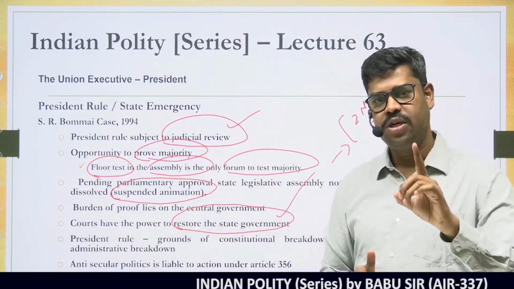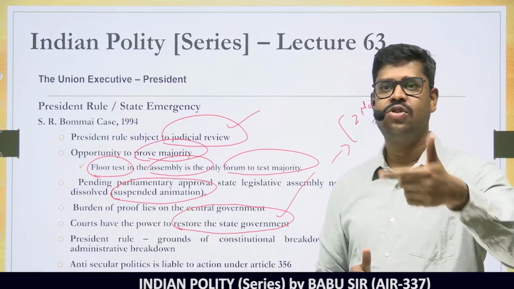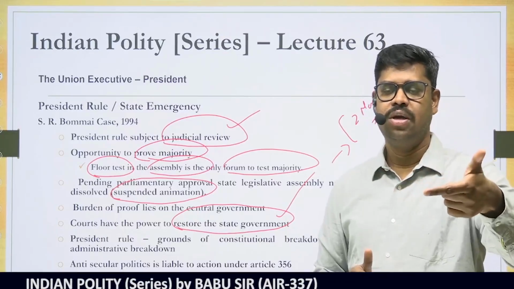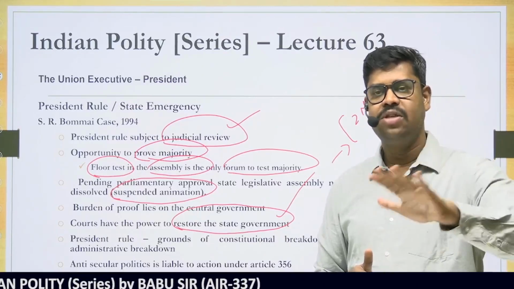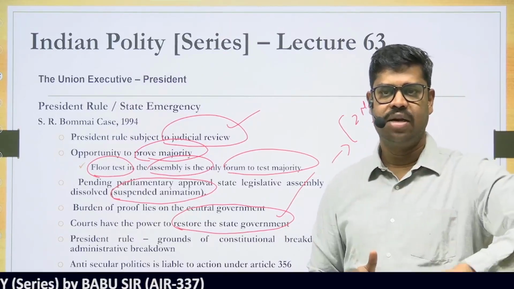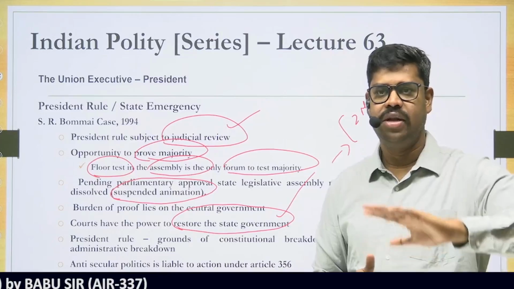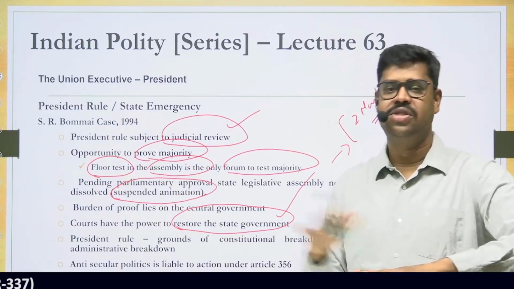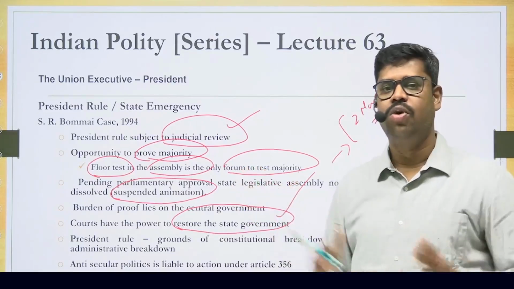So the Supreme Court has made it very clear that whenever the president rule is imposed in a particular state, within 2 months a parliament has to give the approval. And till the time the legislative assembly has to be kept under a state of suspended animation. That means the legislative assembly would continue to exist, but all the functions are suspended. So that is what you'll have to understand.